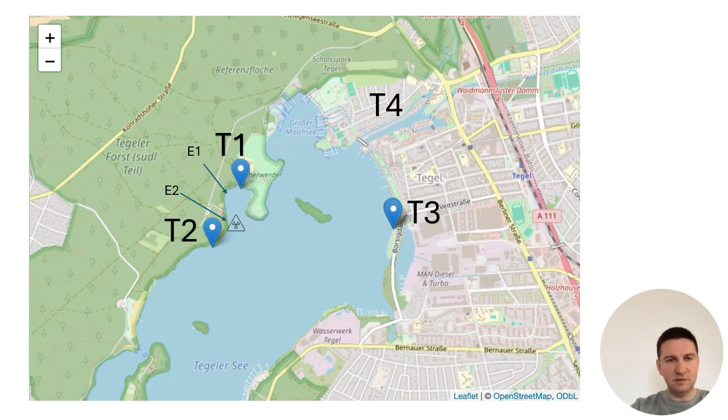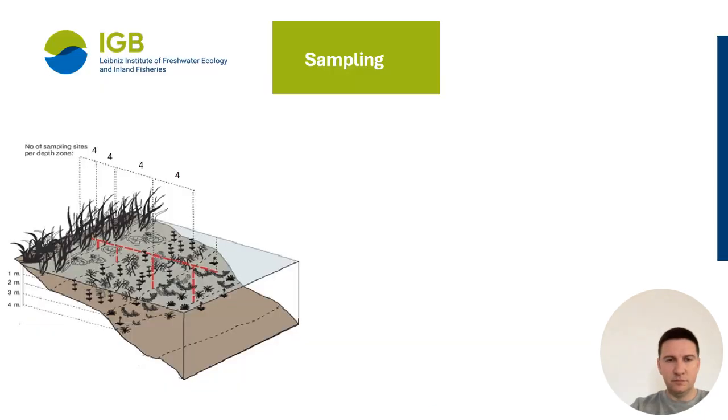We collected material from 4 different transects, T1 to T4, but also 2 additional locations, E1 and E2, and here on this map is shown where we collected from the E2 location. We collected the most toxic samples. On this slide you can see the methodology of how we collected samples.